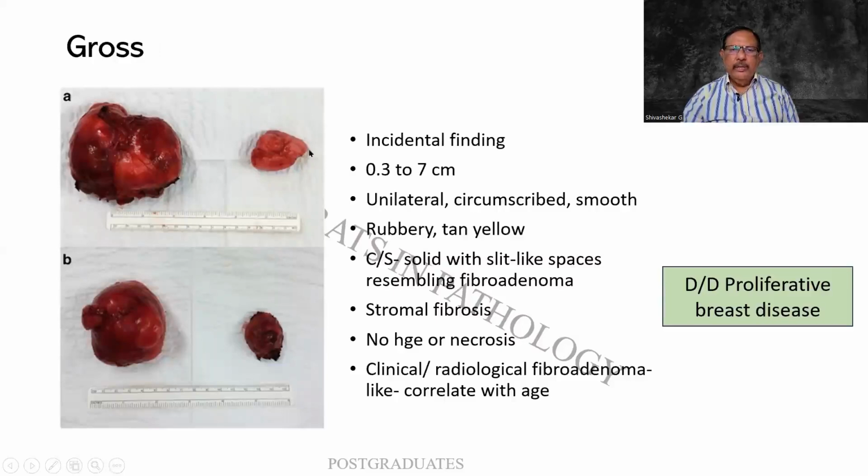Grossly, as I told you earlier, it is an incidental finding. There can be a hard nodule that is felt, but luckily, there is no puckering of the skin or adhesions. The size varies from 0.3 to 7 centimeters. It is usually unilateral, well circumscribed, smooth, maybe a little bosselated as I am seeing over here. The cut surface will be showing slit-like spaces, which gives a fibroadenoma-like picture. But then the age is against it. Stromal fibrosis will be seen, no areas of hemorrhage or necrosis. And it has to be correlated with the clinical and the radiological pictures. The differential diagnosis can be proliferative breast disease.